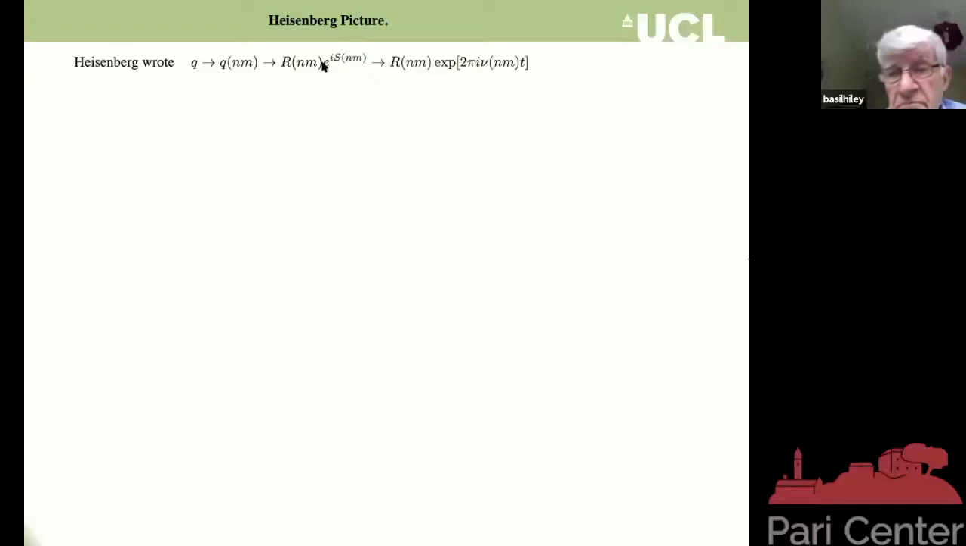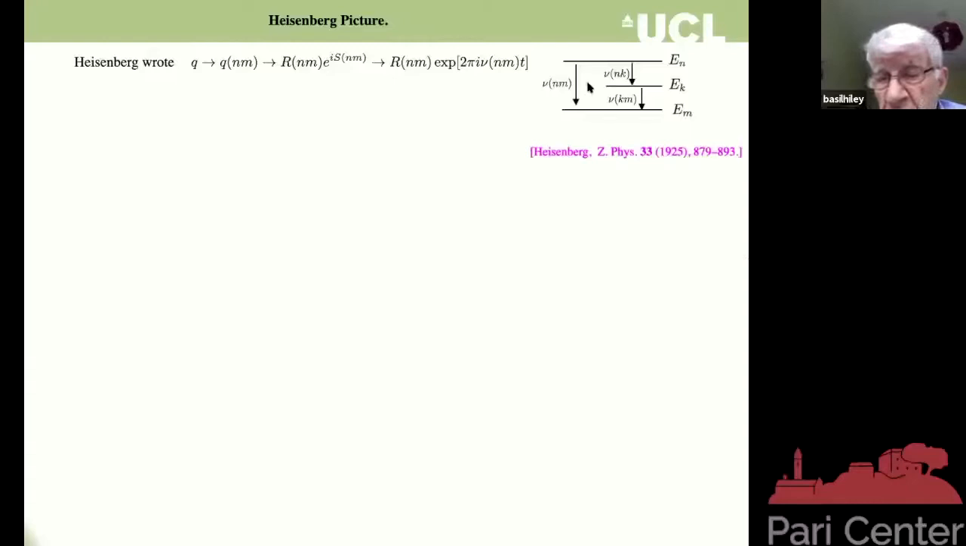And then what Heisenberg did was to say, all right, let me call that phase frequency. Now, why? Because atoms are quantized, and we have these spectral lines rather than the continuum.